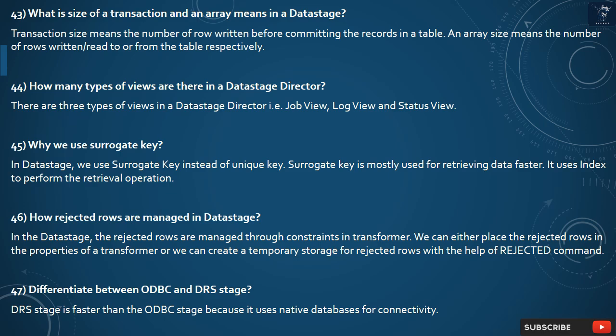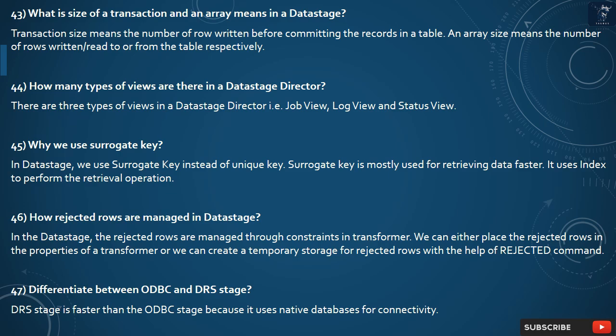45. Why we use surrogate key? In DataStage, we use surrogate key instead of unique key. Surrogate key is mostly used for retrieving data faster. It uses index to perform the retrieval operation. 46. How rejected rows are managed in DataStage? In the DataStage, the rejected rows are managed through constraints in transformer. We can either place the rejected rows in the properties of a transformer or we can create a temporary storage for rejected rows with the help of rejected command.